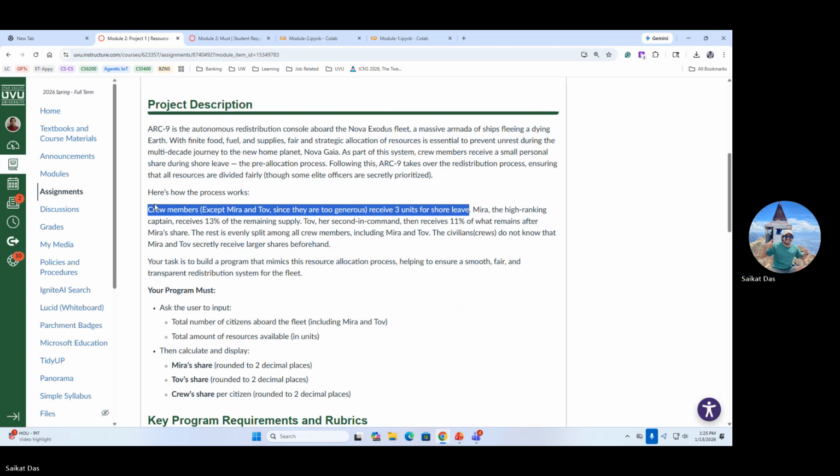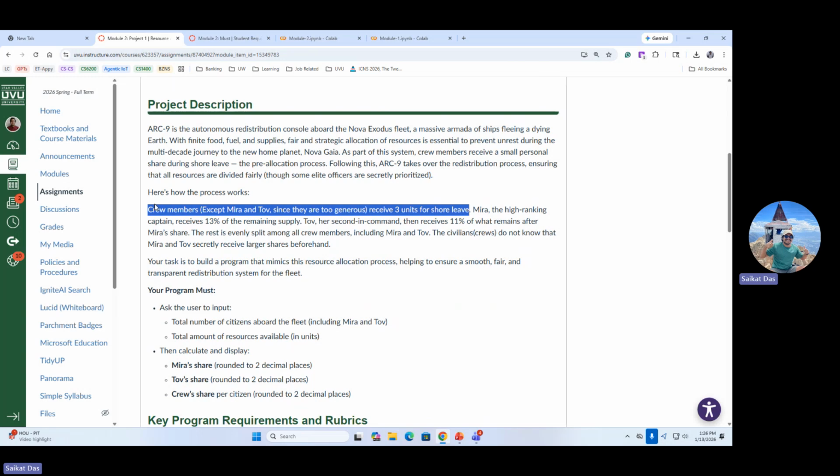multiplied by 3, right? So what is the number? 18 multiplied by 3, 54, right? What's the remaining? 1000 minus 54, so 946, right? This is the first step.